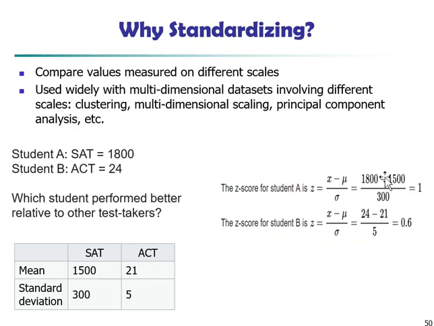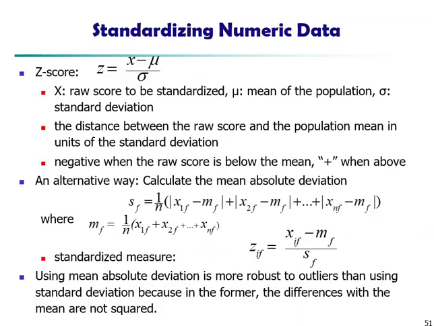So this actually gives you a way, after those two scores are normalized, to directly compare 1 to 0.6. We know student A performed better compared to all the students taking the test. Okay, it's used very widely. So this is the Z-score, and we already looked at an example and we know how to compute it. Z-score can have negative values when X is below the mean.